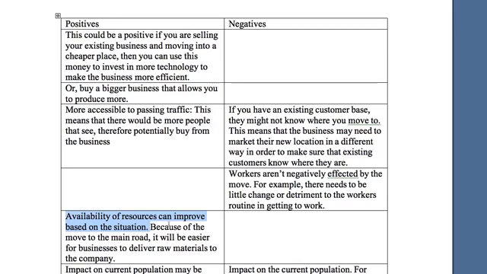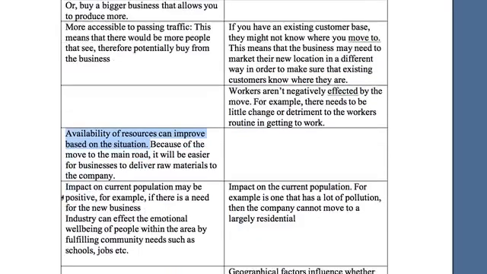You can have a positive or negative impact on the current population. For example, if there's a need for the new business, then this can be a positive thing. Certain industries can affect the emotional well-being of people within the area by fulfilling community needs, such as schools, jobs, hospitals, things like that. If you're moving a building company to an area where there's no builders, then that's fulfilling a need for that certain population.